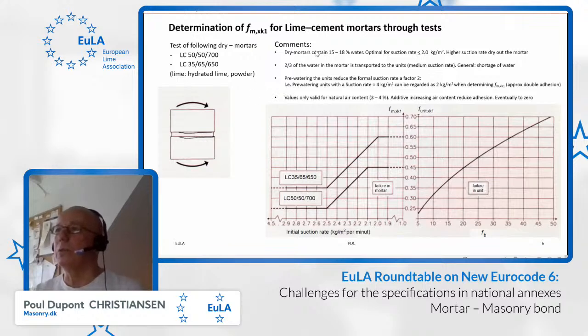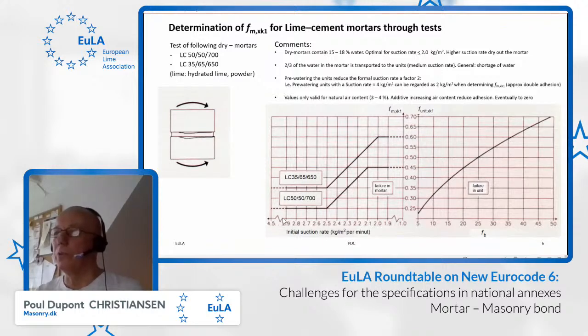We measured how much of the water was actually transported to the unit during the bricklaying, and that was 2/3 of the water. So in general, we found out that there is a general shortage of water when we are doing the bricklaying. And of course, this problem can be reduced by pre-watering. When we calculate it, it is more or less like going from 4 to 2. It reduces the suction rate by a factor of 2 when we do the pre-watering.